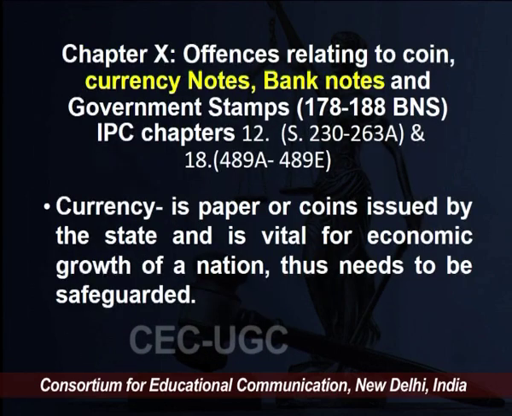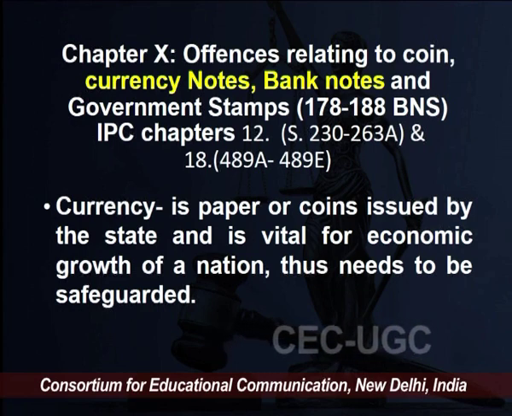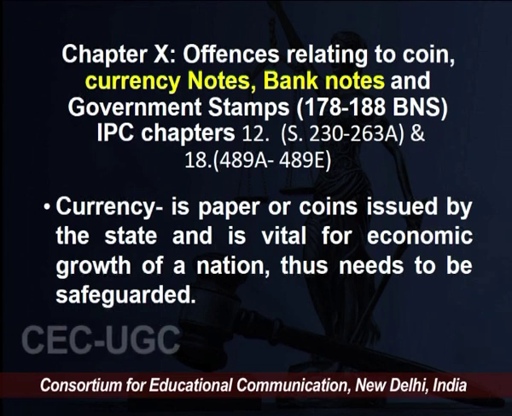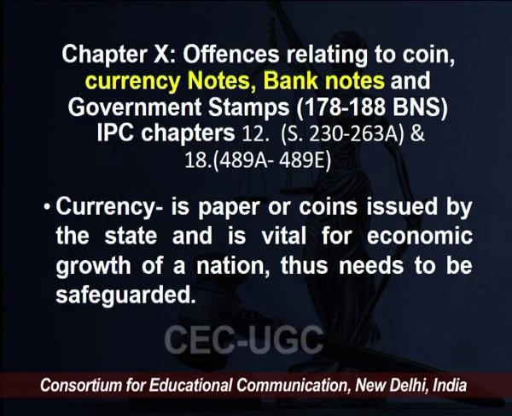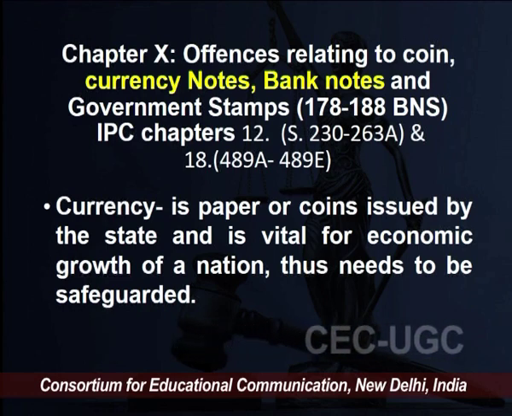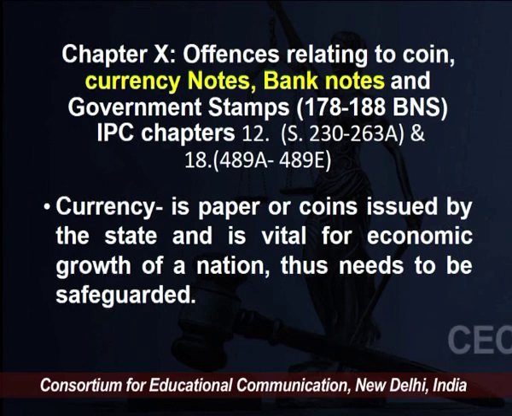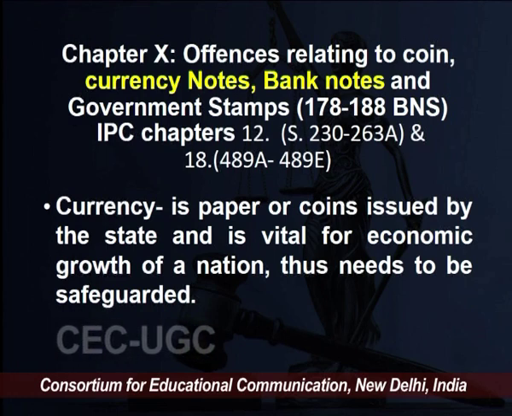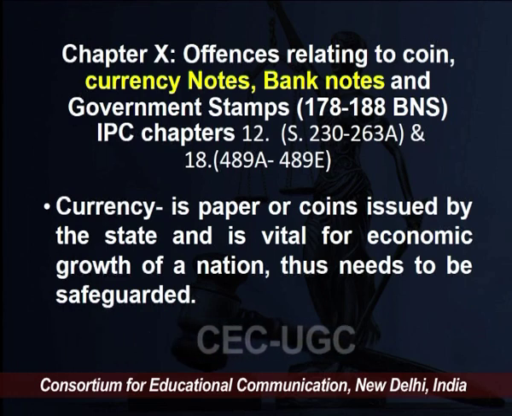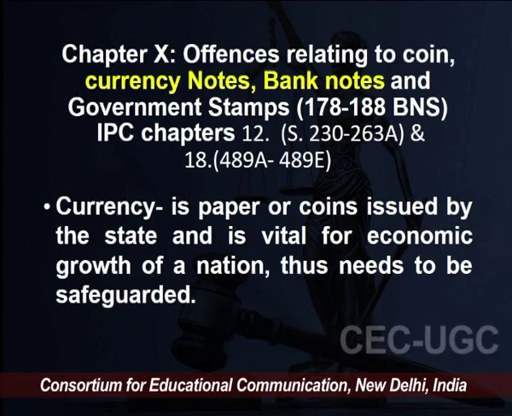Moving on to the next chapter, that is chapter 10, which deals with offences related to coin, currency notes, bank notes and government stamps. So now we have chapter 10 in the BNS that deals with these offences, and it is spread from section 178 to section 188 of the Bharatiya Nyaya Sanhita.